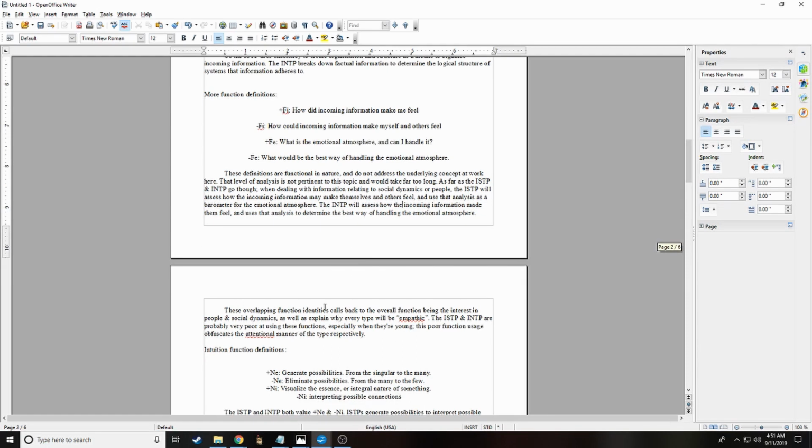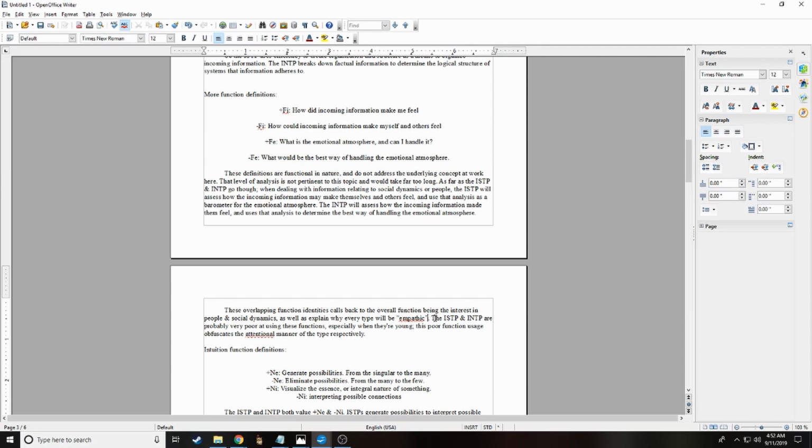These overlapping function identities call back to the overall function being the interest in people and social dynamics, as well as explain why every type will be empathic. This is kind of a misnomer with FI and MBTI, that the FIs are the empathic ones. Technically, that's true because FI is how it makes other people feel and how it makes you feel. But both FI and FE deal with this because the function overall deals with emotions and social dynamics in people.